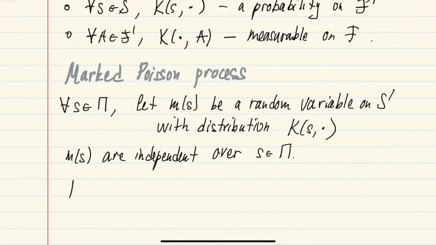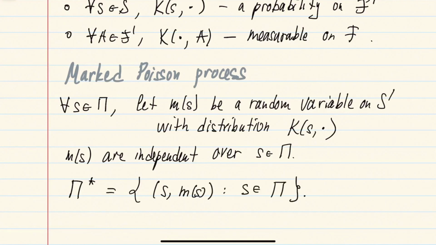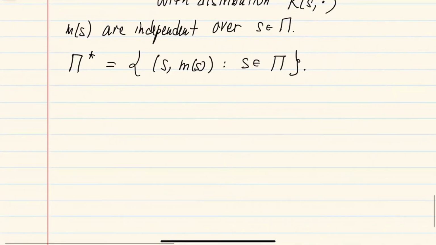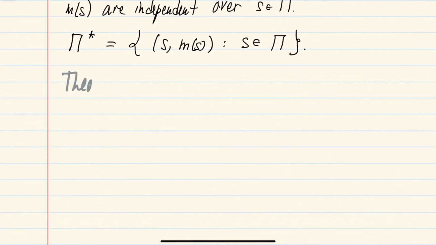Okay, and then you take this process pi star to be the set as above. So the set in the product space with coordinates s and marking of s for every point s in our process pi. Okay, and we just have to notice that this definition here again results in a Poisson point process. Okay, so this is called the marking theorem.